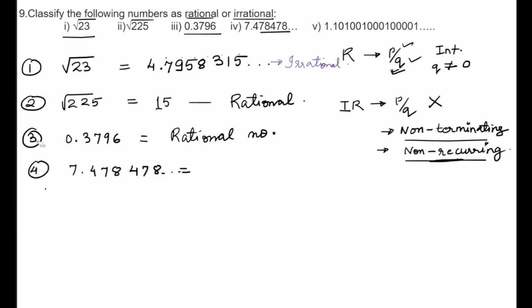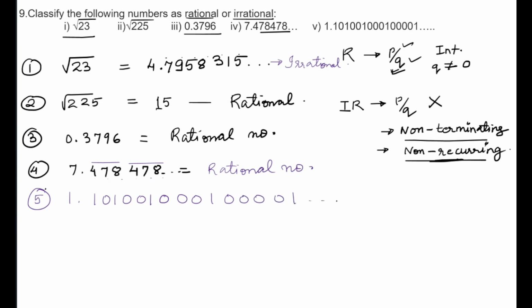Question number 4, if you check, there is repetition, right? So you can see here 478 is repeating itself. If you find such a condition, it is a rational number. Okay. And coming to the fifth one, that is 1.1010010001 00001 and so on. So there is no pattern observed here, and the division is also endless. So it means it is an irrational number, correct?